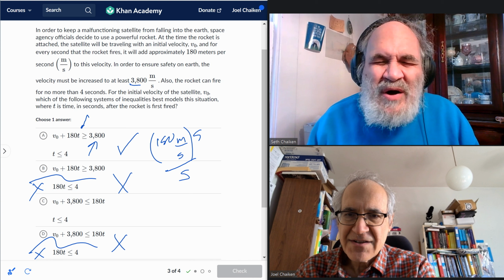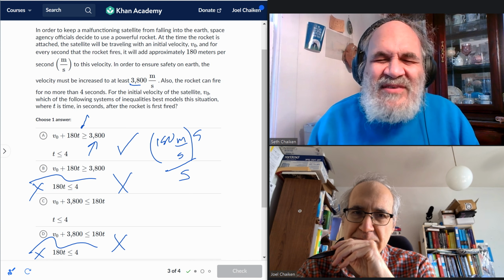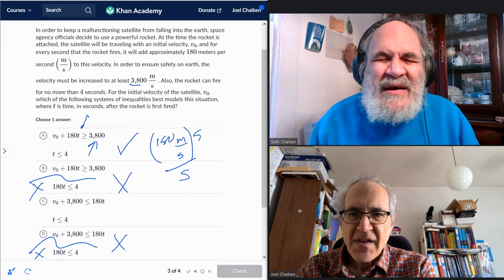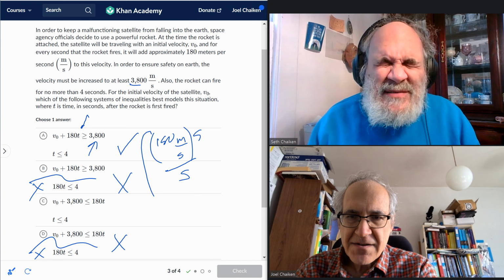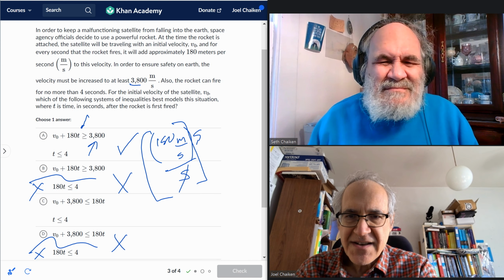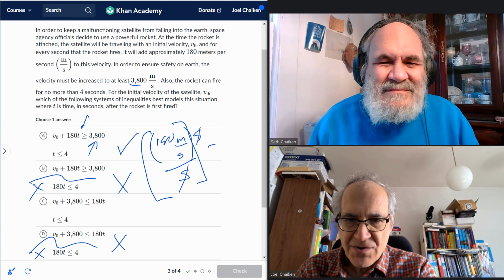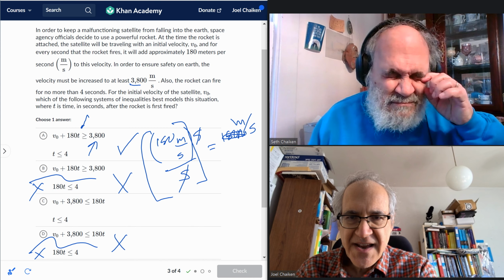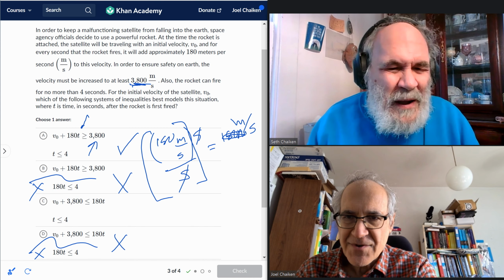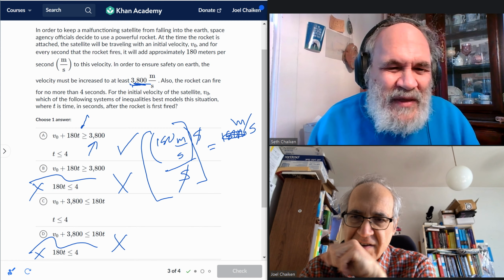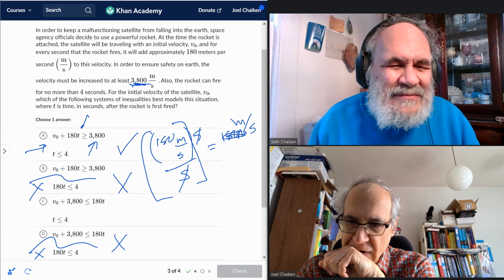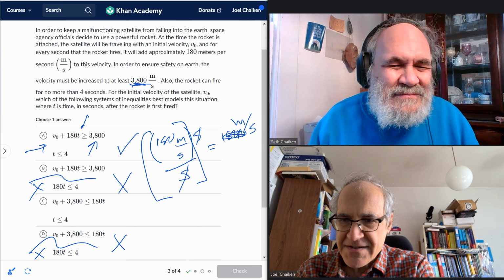Exactly. So indeed, 180 is the acceleration, in meters per second squared. Per second, but the seconds cancel, so the unit becomes meters per second, which is what you want because the units of 3,800 are meters per second. So here all the units make sense. Here, none of the units make sense.